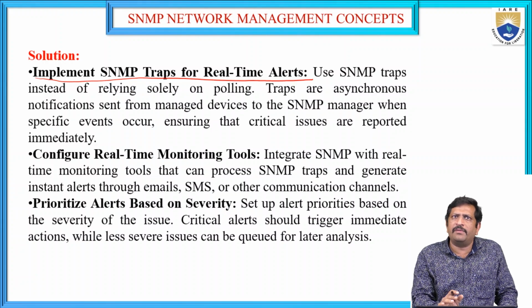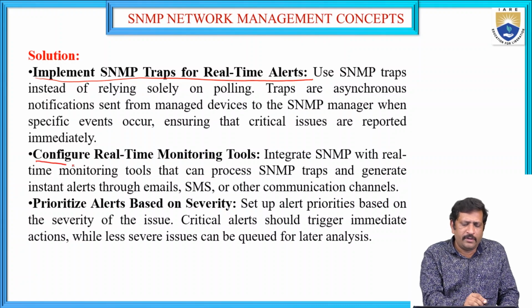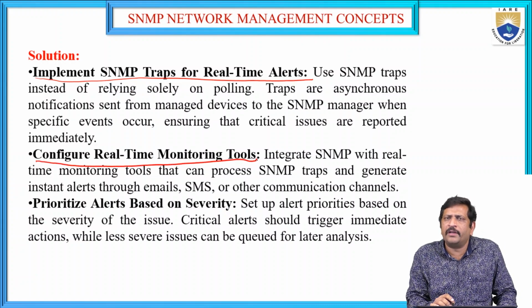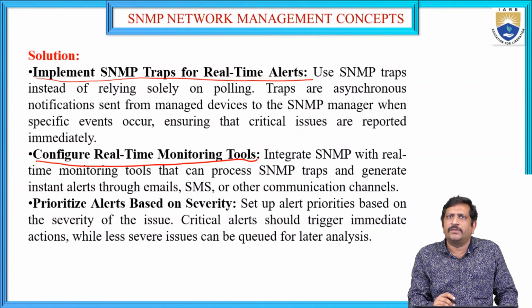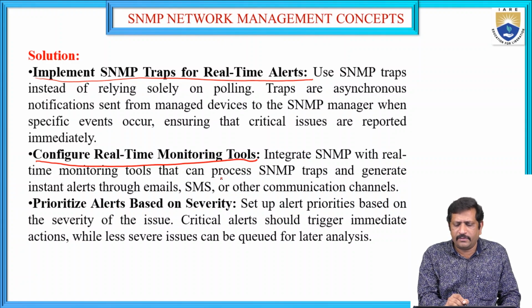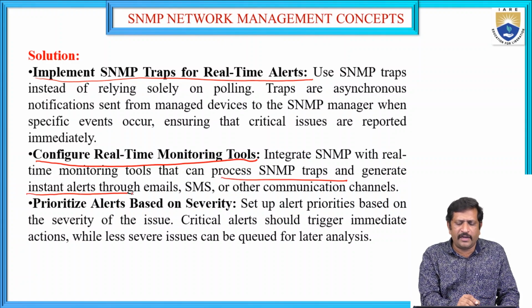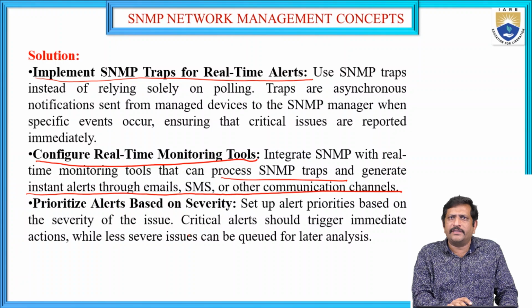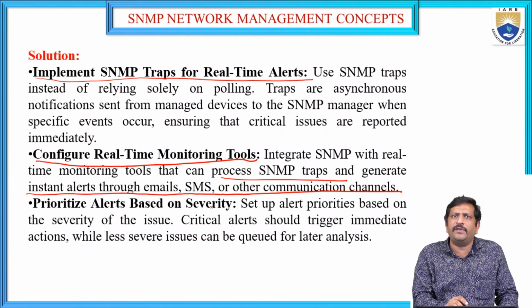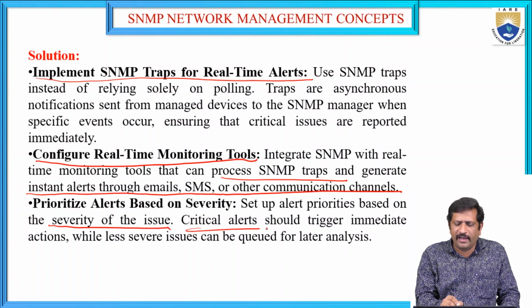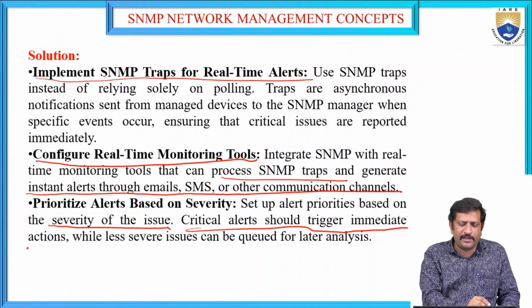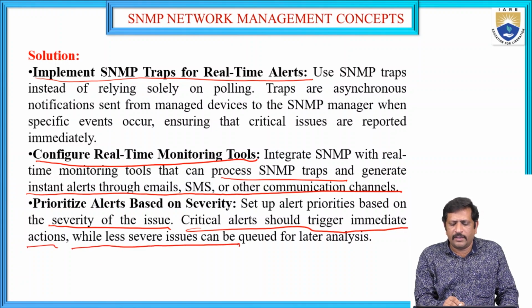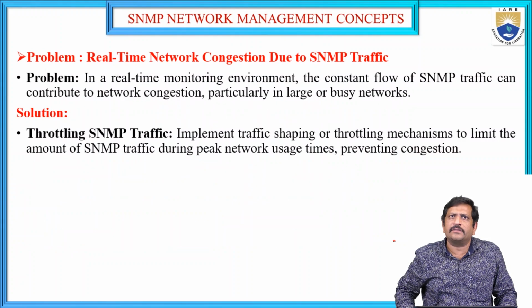Next, the solution will be configuring real-time monitoring tools. These are tools that can process the SNMP traps and generate instant alerts through emails, SMS, and other communication channels. Prioritize the alerts based on severity: set up the alerts by priority based on the severity of the issues. Critical alerts should trigger immediate action, while less severe issues can be queued for later analysis.